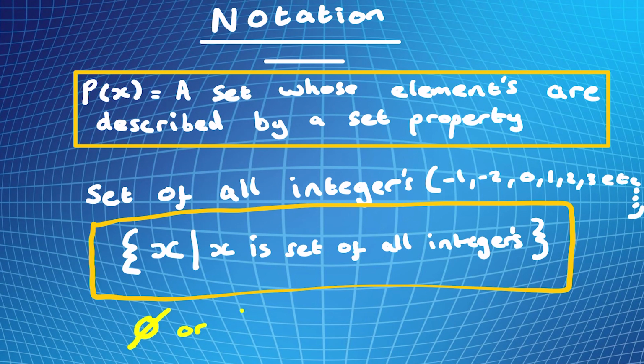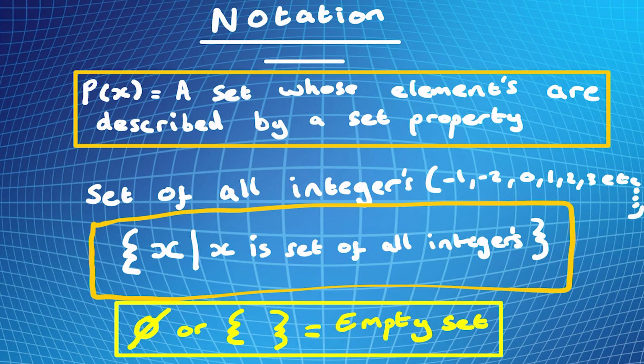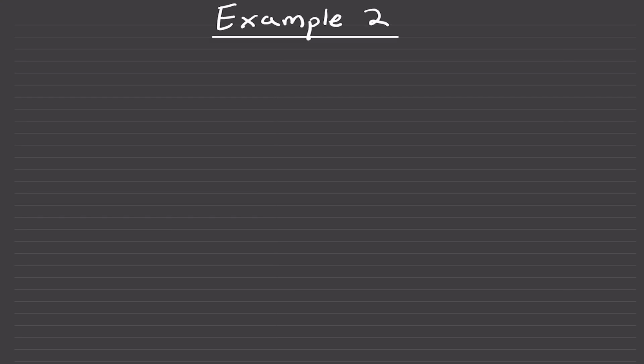The two symbols in the yellow box are called empty sets. They are sets with no elements. Every existing set can have an empty set, because none of the elements of the empty set are missing from any of the existing sets. Okay, let's try some examples.